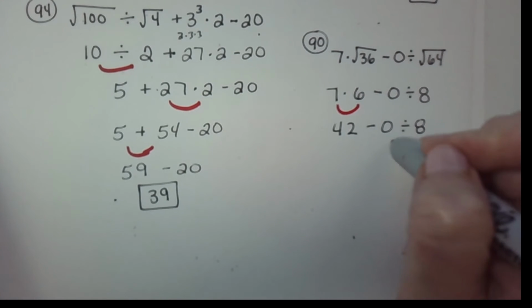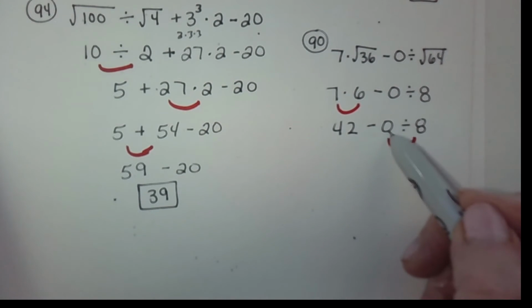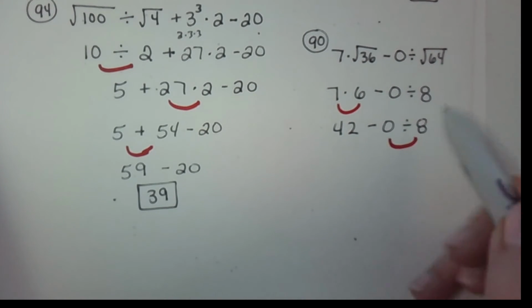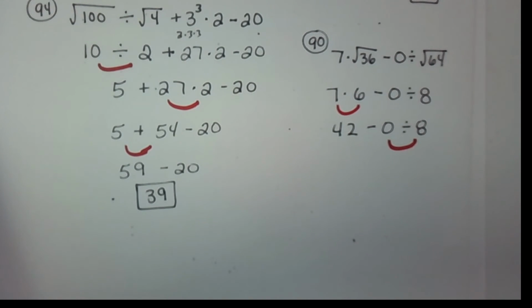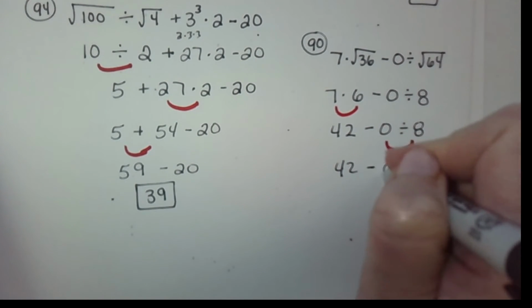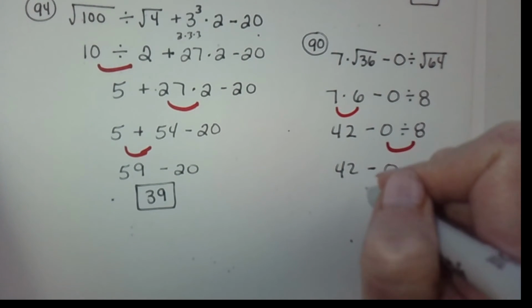Okay, so now think about this. 0 divided by 8. That's either 0 or it's undefined. Which is it? 0's in the front of the division symbol. So if you wrote it as a fraction, it would be in the numerator on the top. So I'm taking 0, nothing, and cutting it into 8 pieces. That's still nothing. Okay, it's not undefined, it's 0. So 42 minus 0 divided by 8 is still 0, so your answer then is 42.